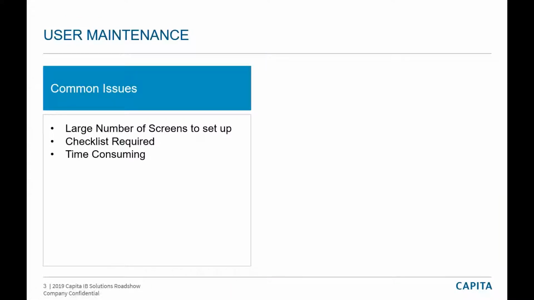So I don't know everybody's individual situations, but the main issue with user maintenance is there's a large number of screens to set up. That normally means you have to have some kind of checklist where you go through and make sure when you create a new user, you've done all the setup you need to. And that process in itself is quite time consuming. So by a large number of screens, that can be maybe 20, 30 screens potentially, worst case scenario.